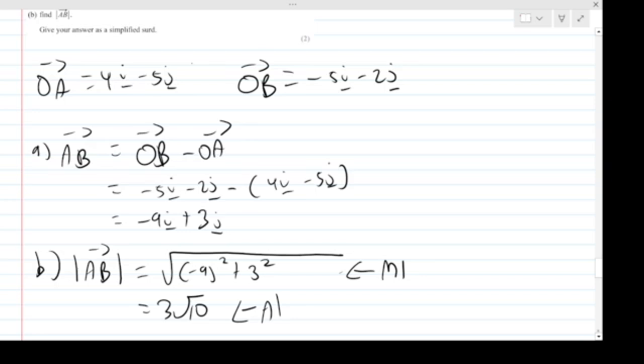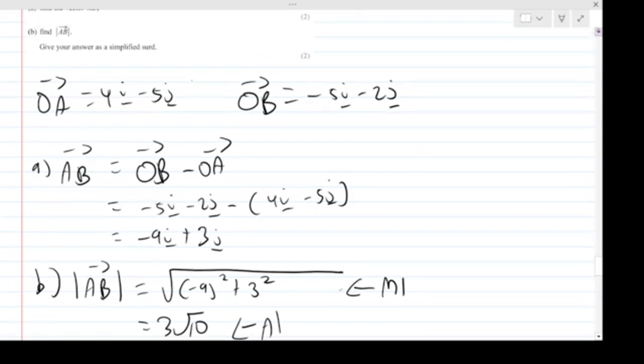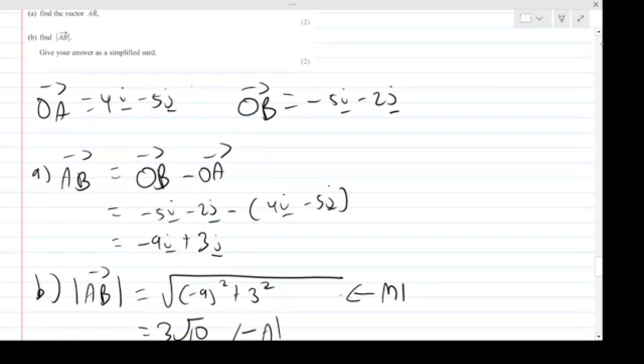So that's position vectors. Literally the main point: the position vector is just a coordinate of a point but in vector form. Okay, so that's position vectors.